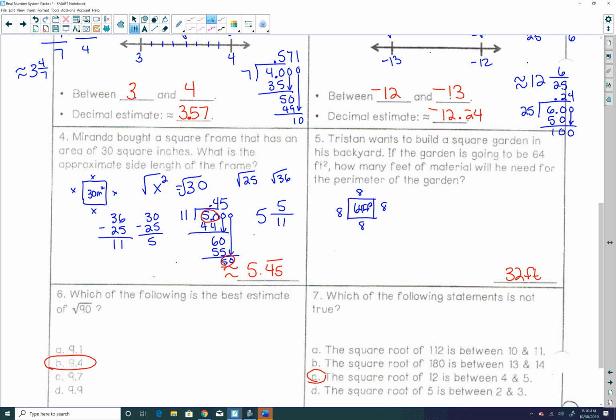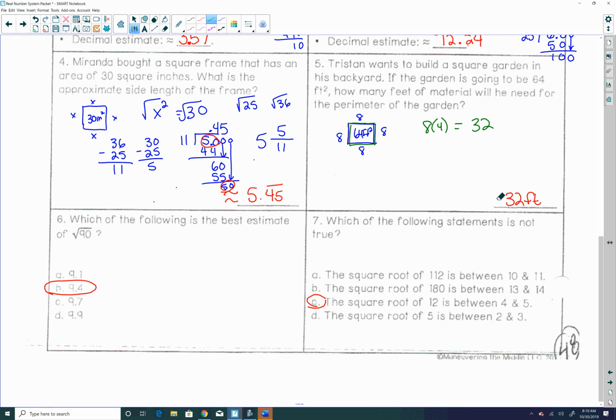The perimeter is the distance around, so 8 plus 8 plus 8 plus 8, or 8 times 4, which is exactly 32. So it's exactly 32 feet in perimeter. Remember, the perimeter is the distance around. It's the rim of the shape.